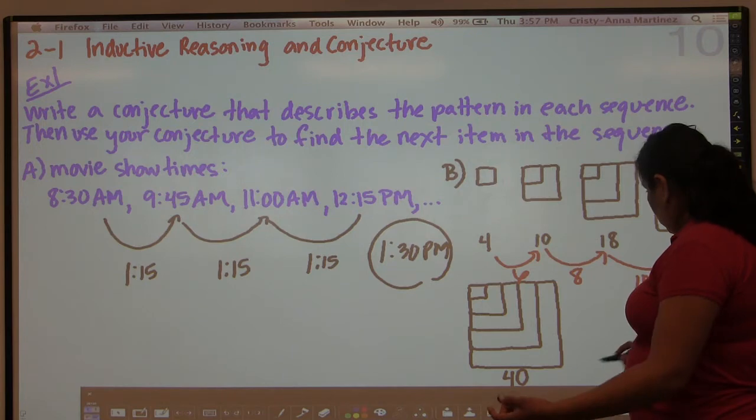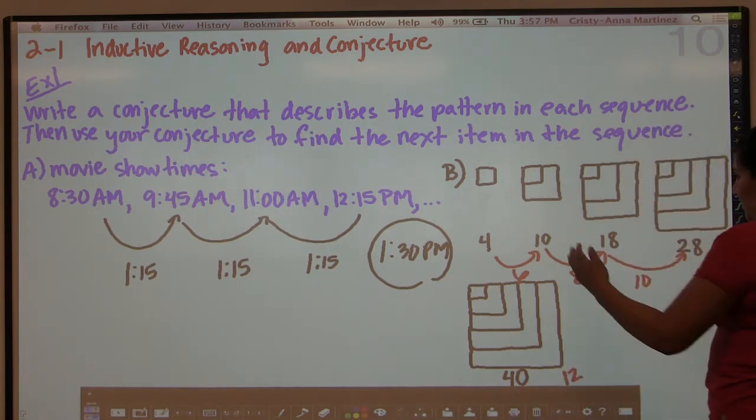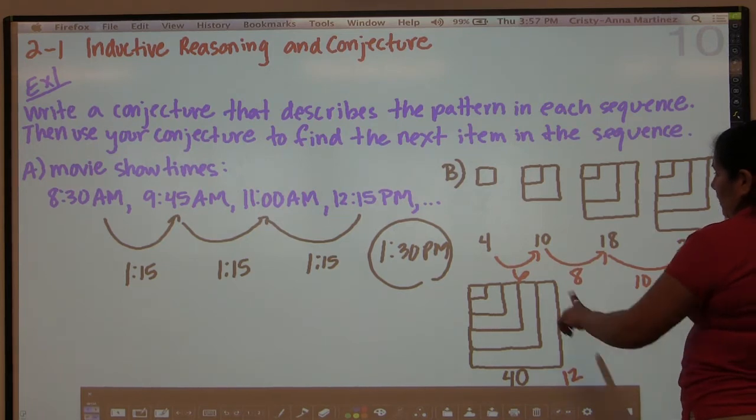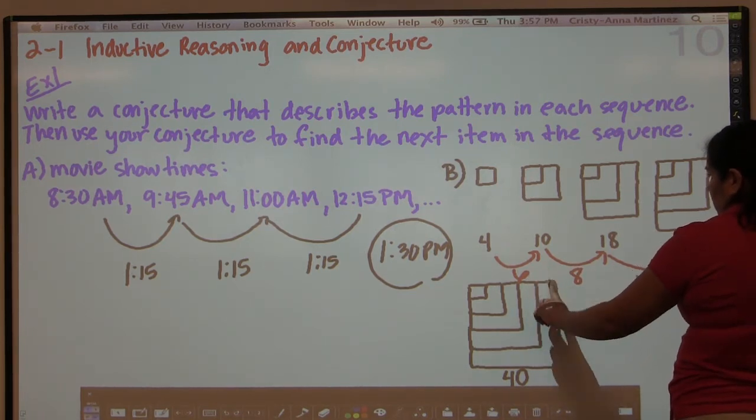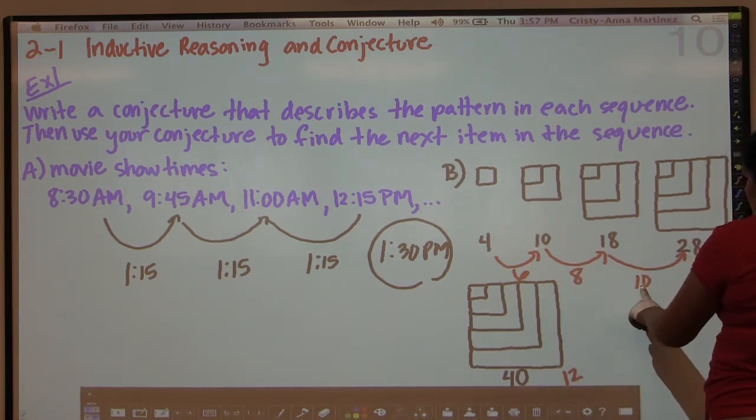So, I can't draw my little arrow, but 12. So, as we look at the pattern, it appears that every time that we add a figure, we're increasing the difference between the two by 2. So it was 6, and then it was 8. 8 and 2 is 10. 10 and 2 is 12.